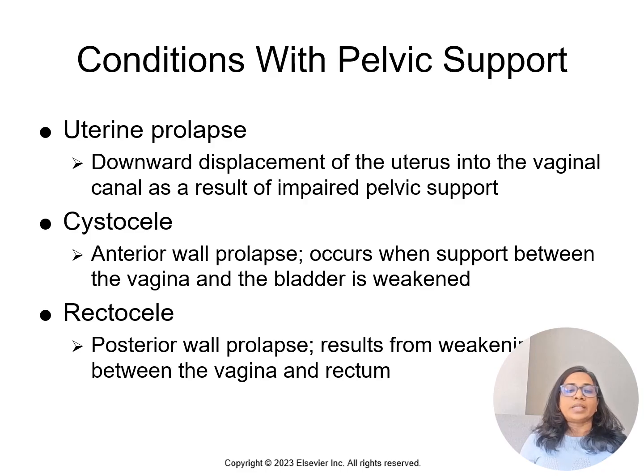Other abnormalities are cystocele, which is the anterior wall prolapse, a weakening of the wall between the vagina and the bladder. Rectocele is the posterior wall prolapse, which is the weakening of the wall between the vagina and the rectum. So those are the things you would see: uterine prolapse, cystocele, and rectocele.